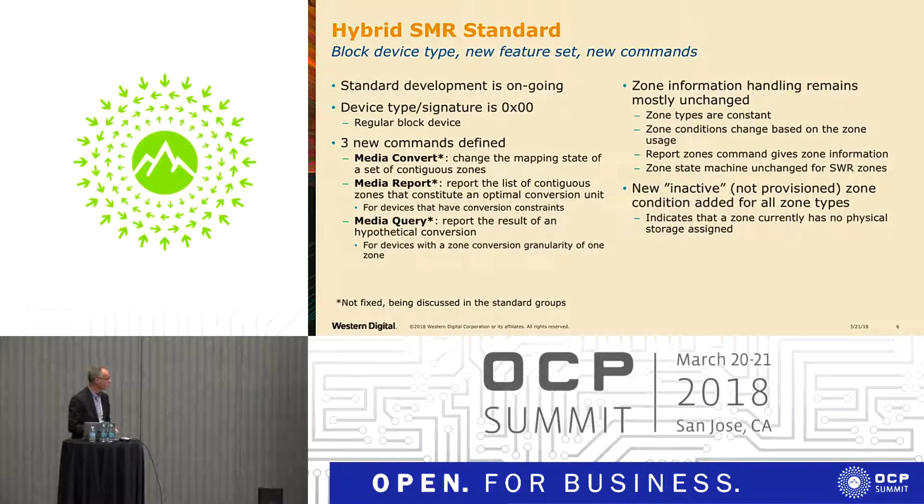Regarding the zone information, there are not many changes from the regular ZBC standards. There is a zone report command that will give you zone types. Those types are constant; they do not change. But there is also a zone condition associated with all zones. This is what changes depending on the use of the zone, and the new active and inactive conditions are going to be added there.